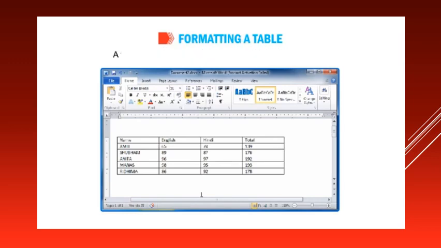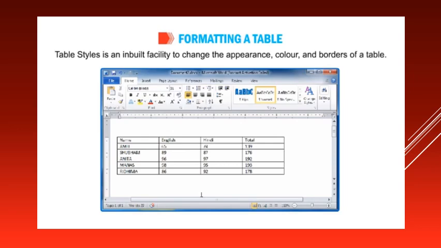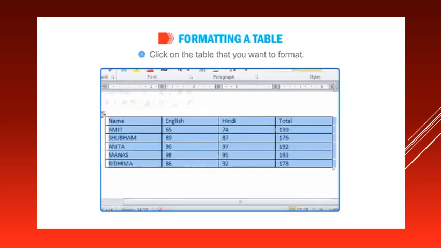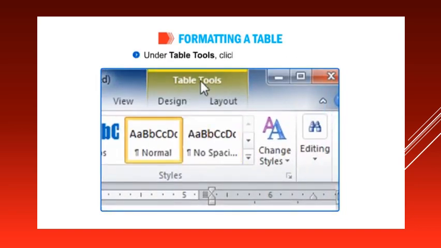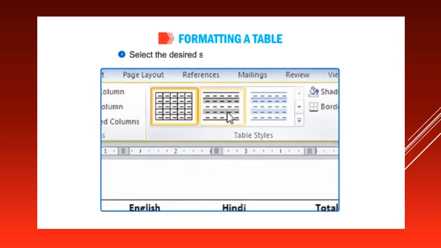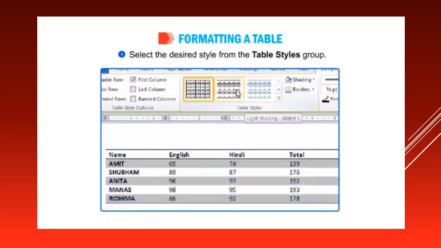A table can be formatted by using the Table Styles gallery. Table Styles is an inbuilt facility to change the appearance, color, and borders of a table. Click on the table that you want to format. Under Table Tools, click on the Design tab. Select the desired style from the Table Styles group.